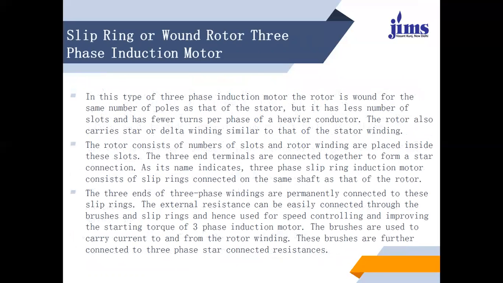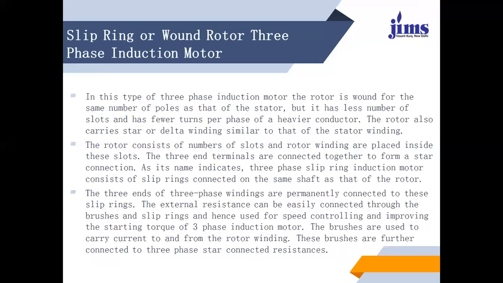Next will be the slip ring or wound rotor three-phase induction motor. In this type of three-phase induction motor, the rotor is wound for the same number of poles as that of the stator, but it has a smaller number of slots and has fewer turns per phase of a heavier conductor. The rotor also carries a star or delta winding similar to that of the stator winding. The rotor consists of a number of slots and the rotor winding is placed inside these slots. The three end terminals are connected together to form a star connection. As its name indicates, the three-phase slip ring induction motor consists of slip rings mounted on the same shaft as that of the rotor.